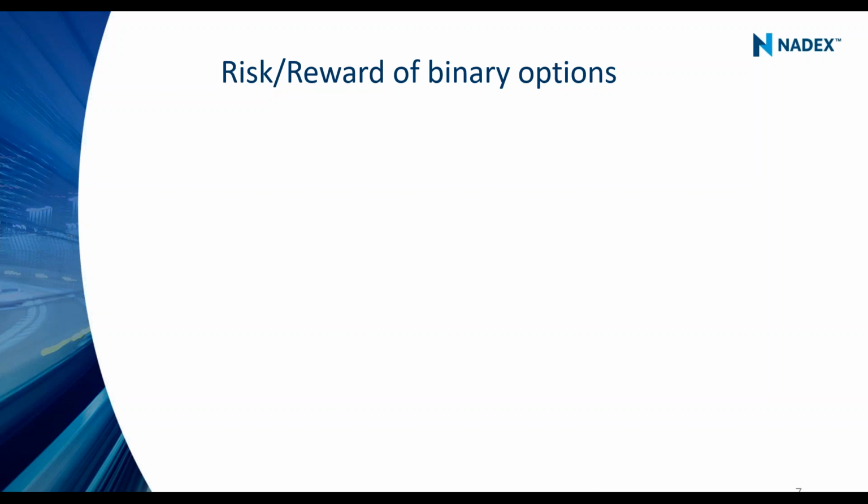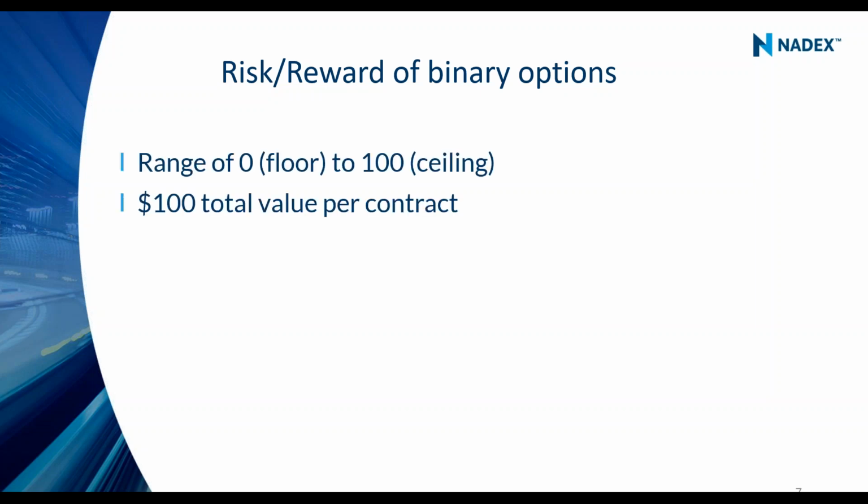So let's look at the risk reward of binary options. I mentioned that it trades in a range from 0 to 100, and the price at any given time is the market's pricing of the probability of the event occurring or not at that moment in time. And as I said earlier, these are small contracts. They're only $100 in value. Okay, so that's the total value of the contract. So let's actually look at how the money works if you trade one of these.